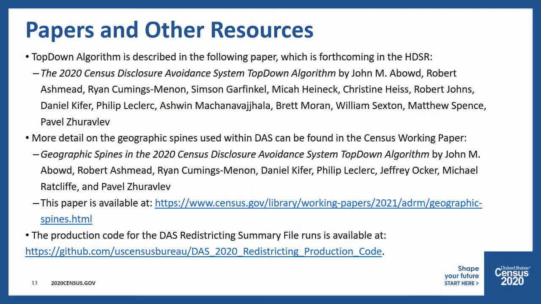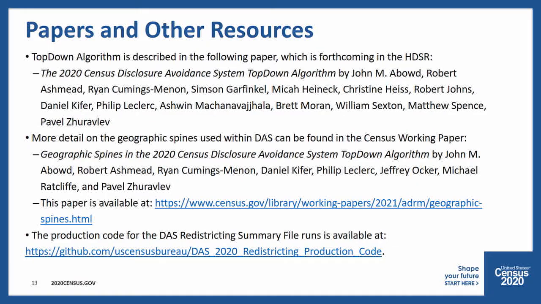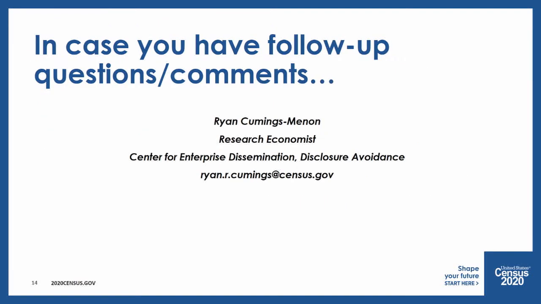Okay, and then I'll end here with some papers and other resources that I thought might be helpful. Like Michael said, we have a forthcoming paper in the HDSR that describes the top-down algorithm. Also, more information on the geographic spine can be found in this working paper, which I recently added to arXiv, so it should be available by searching for it on Google Scholar as well, or by using this link in my slides. And also the code is available online for the production run redistricting code. And that's all I have.